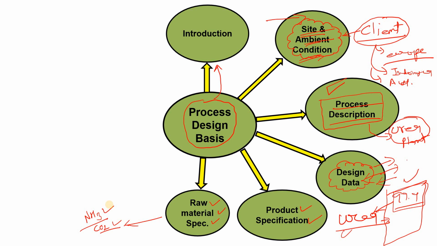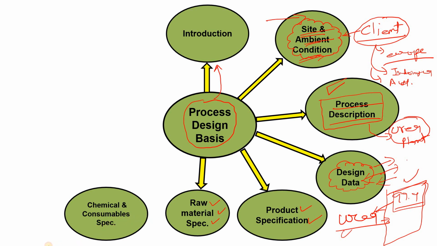Then the next information which we provide in the process design basis is your chemical and consumables specification. What are the chemicals you are going to use and what is their consumption? That information we provide in the chemicals and consumables specification. If you are using some chemicals, that could be your catalyst, or any other chemicals that you are using as an additive, that information you will also provide here. That could be activated alumina, vanadium pentaoxide, or any other, right? So that information you will provide in this section.